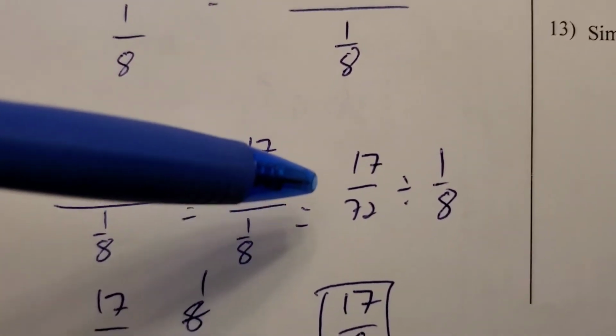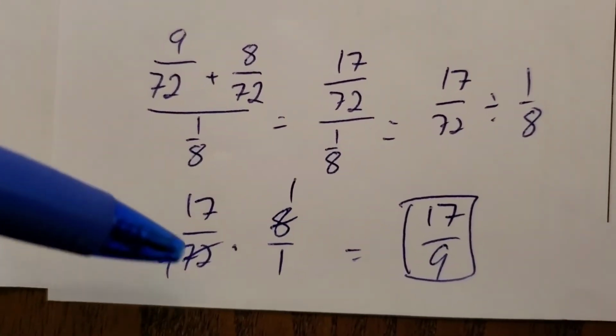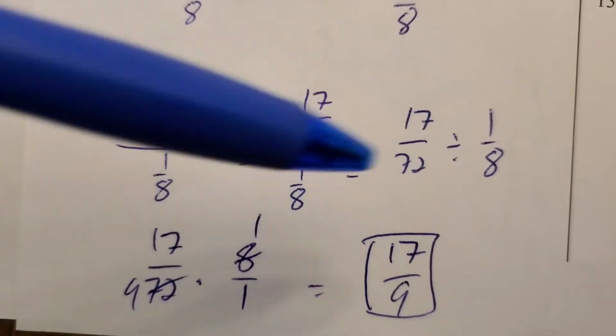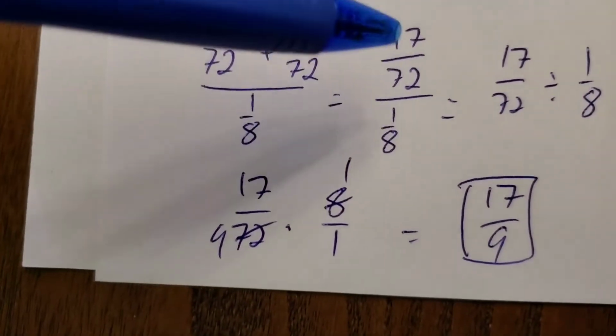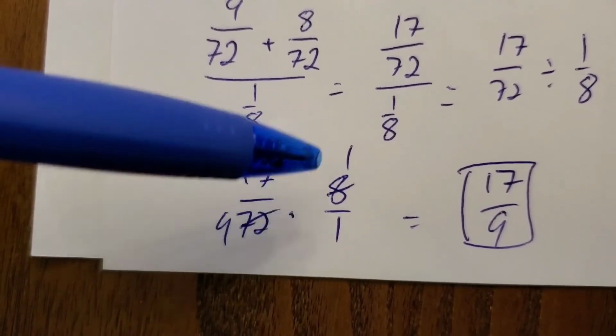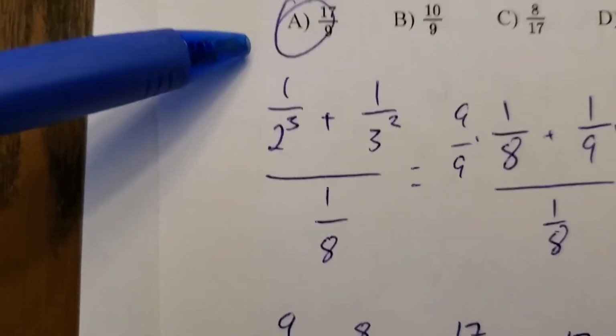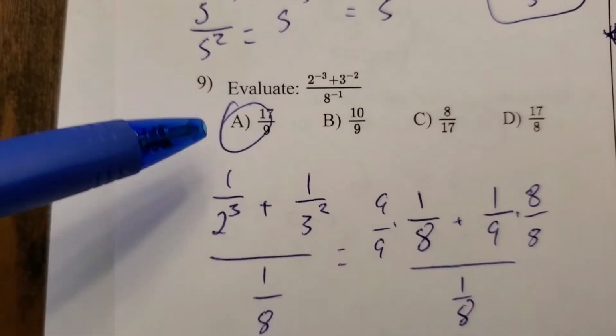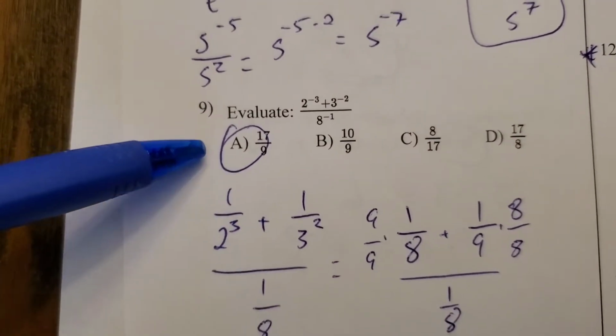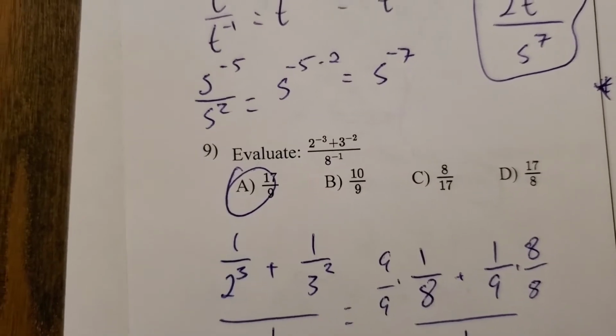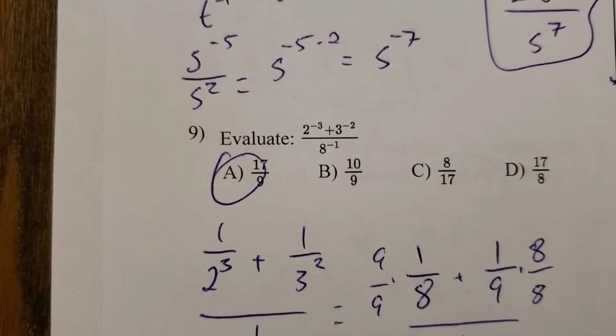Well, how do we divide fractions? Keep, change to multiplication, flip 1 over 8 to 8 over 1. We can cross cancel. 8 goes into itself once. It goes into 72 9 times. And it just becomes 17 over 9, which is choice A. Okay, again, you might need to rewind and go over that again. If you have to, then just go ahead and do that.